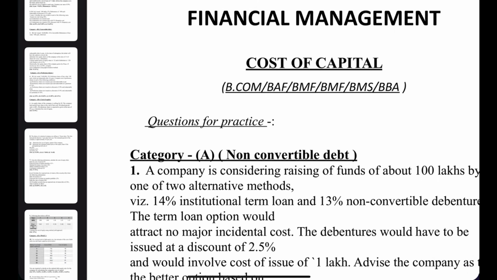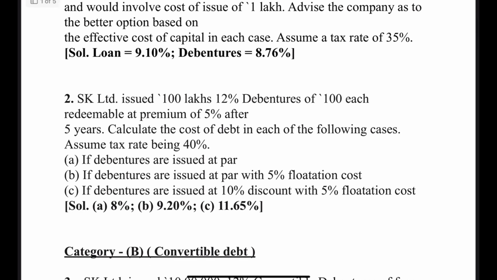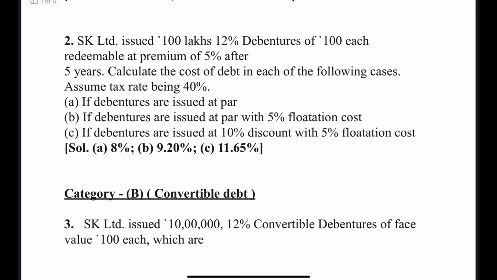Now let us solve a question of redeemable debt. Question number two is of redeemable debt. So here we see there is a company that needs to issue 100 lakh rupees, 12% debentures of 100 rupees each. So the face value of the debenture is 100 rupees given to us, and redeemable at a premium of 5% after 5 years.